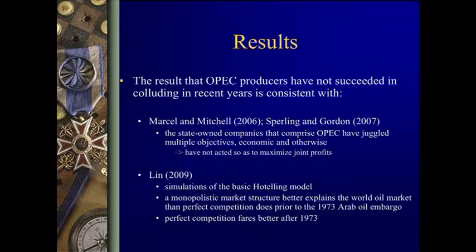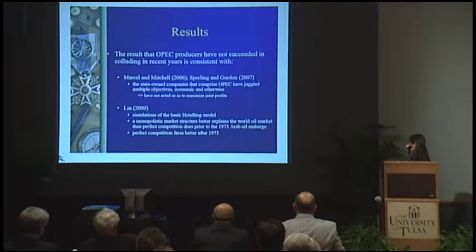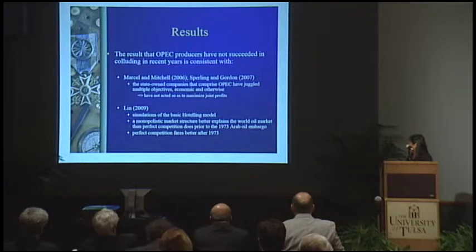This result is also consistent with my earlier work where I simulate a basic Hotelling model, and I find that a monopolistic market structure better explains the world oil market than perfect competition does prior to the 1973 Arab oil embargo, but that perfect competition fares better in explaining the world oil market after 1973. And I'd like to add to this Dr. Al-Haji's work, which I'm eager to read, that shows that there hasn't been very much market power. So the recent years showing that OPEC hasn't been colluding is consistent with that.